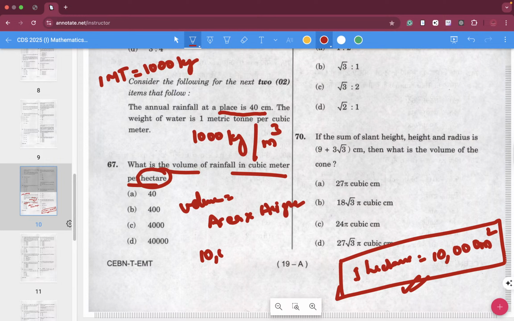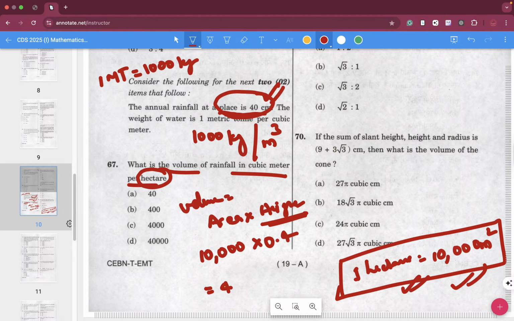So let's just write down 10,000. Now over here what is height? Height is this, the annual rainfall of a place, 40 centimeter. You must have heard that rainfall is measured in terms of height. So now we are dealing with meter over here, and this is centimeter. So you change this 40 centimeter into meter. If we change this 40 centimeter into meter, it will be 0.4. Or otherwise this is your 4000 meter cube.